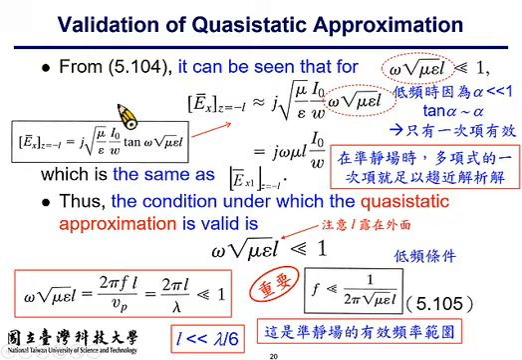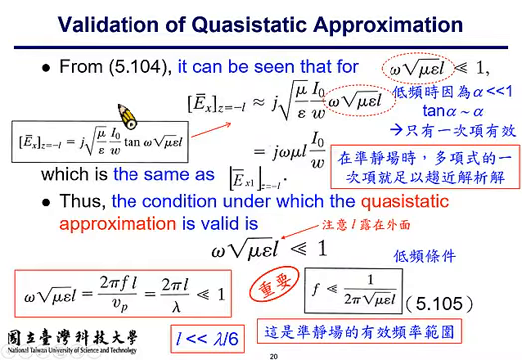Okay, so according to this property, we can conclude that the requirement for the quasi-steady approximation to be true is omega times square root of mu times epsilon times L is much smaller than 1. So this is the requirement, right? And it's a little bit awkward to memorize this property.